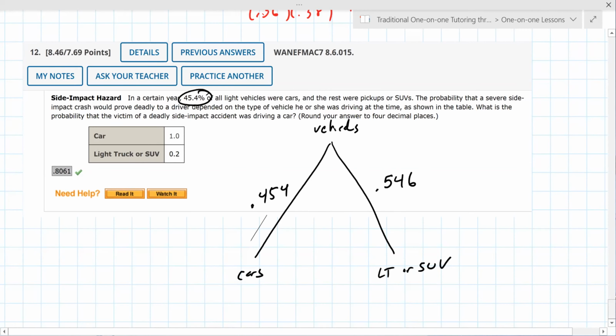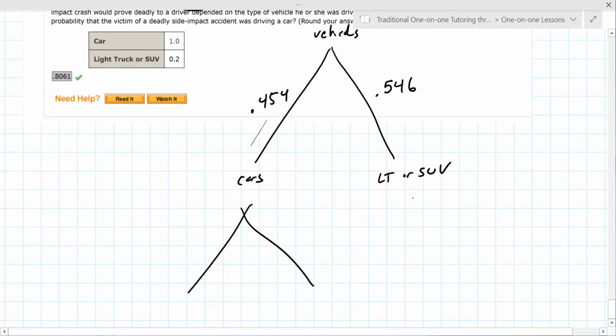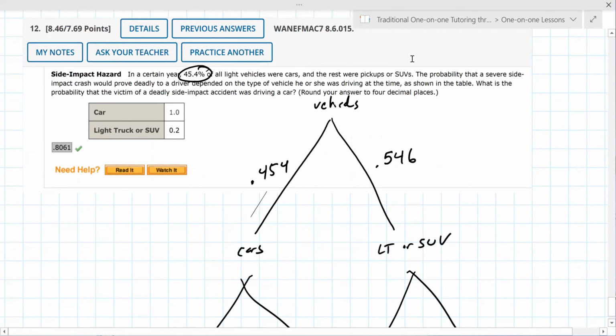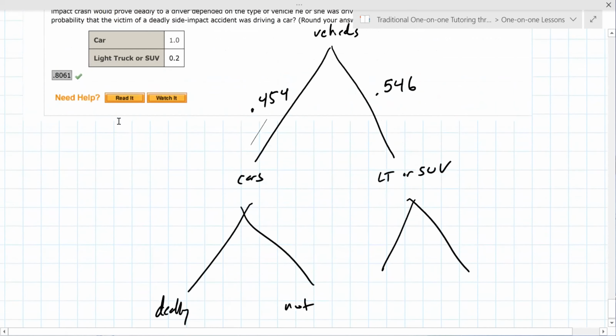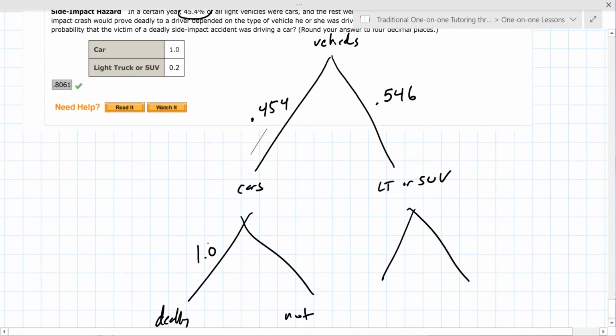Oh, I see. Gotcha. So then, and this is where we're going to use these numbers. It's a little bit more difficult. We actually have to read this a little bit more. It says the probability that a severe crash would prove deadly. It's kind of horrible, but if you're in a car, there's either deadly or not. And the probability of deadly in a car is 1, that's what's kind of odd. That means there's no probability of it not happening when you're in your car. But in a light truck or SUV, the deadly is 0.2, the not is 0.8.